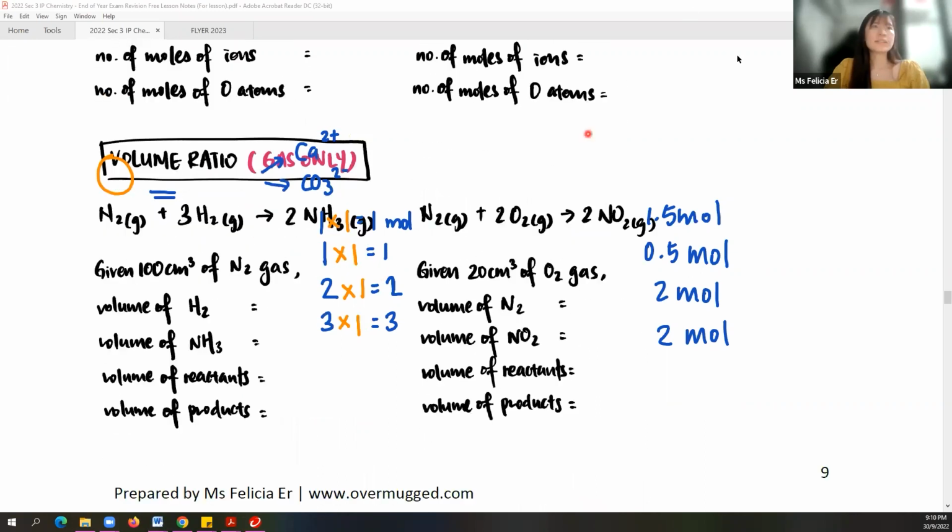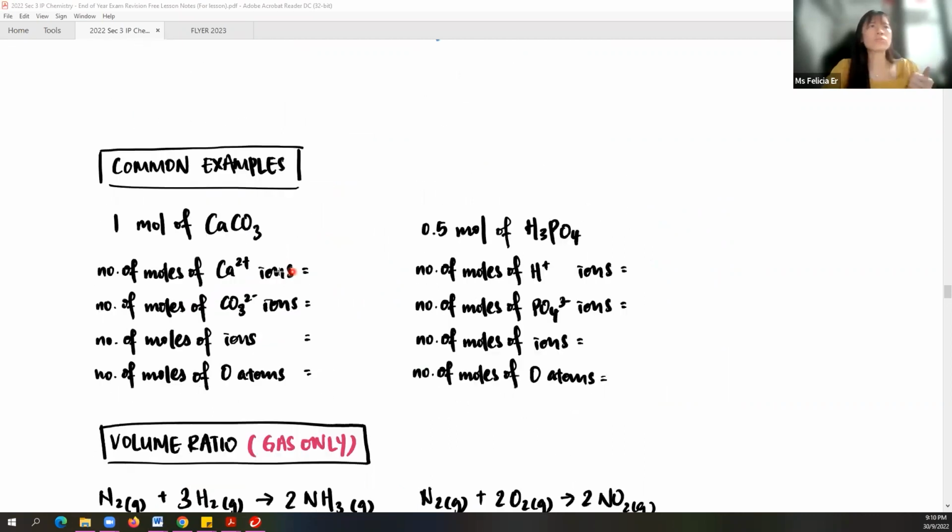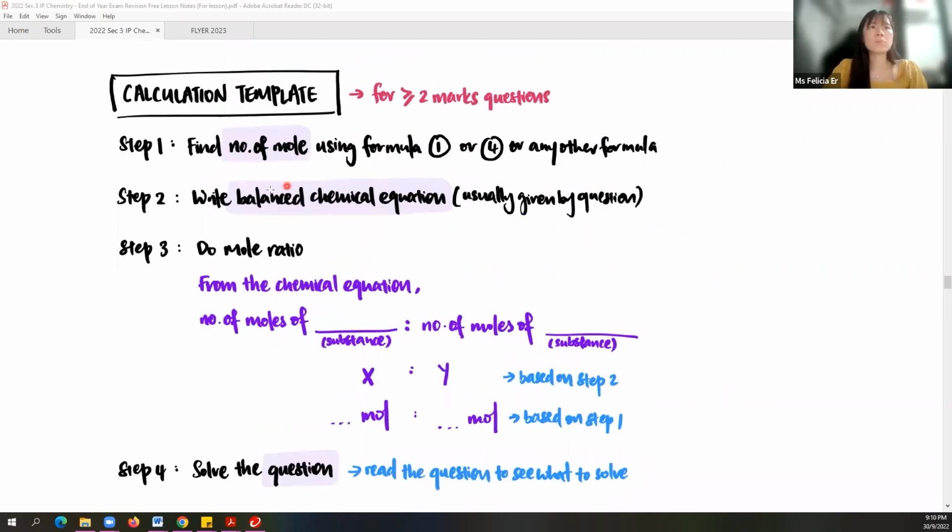So over here, there is this thing called volume ratio. If the question were to give you 100 cm³ of N2 gas, there is actually a shortcut. It means you don't need to do this whole thing again. First step, find mole. Second step, equation. Third step, mole ratio. You don't need to go through the tedious way.